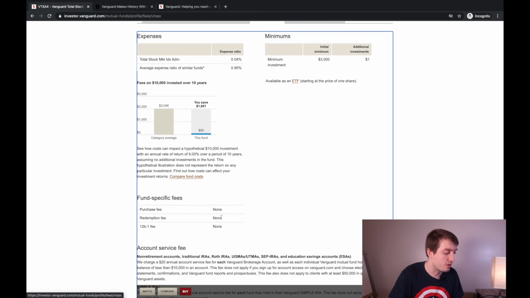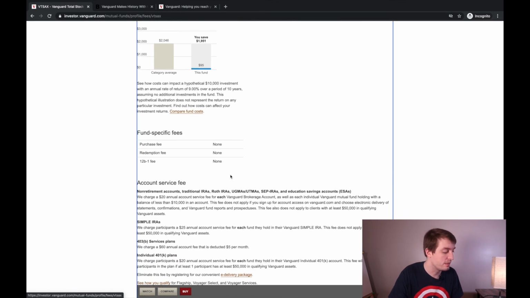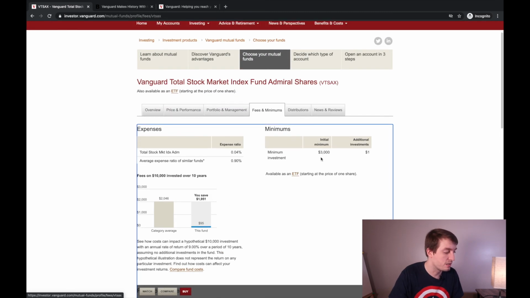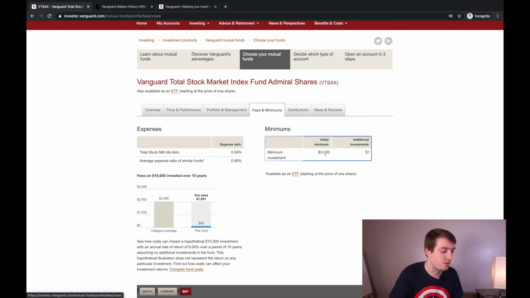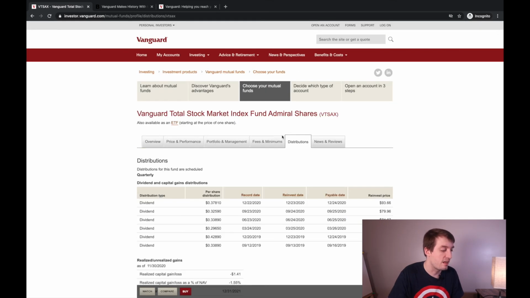And then they even show you here there is no purchase fee, redemption fee, or 12b-1 fee, which are all usually part of loaded funds, which is great not to have those. And then it also shows you there's a minimum investment here and then an additional investment after that minimum investment of $3,000.